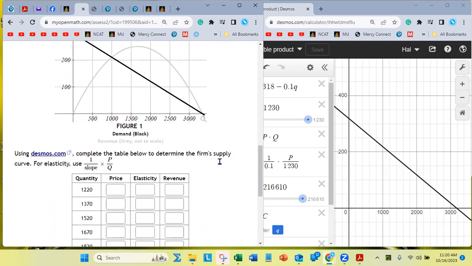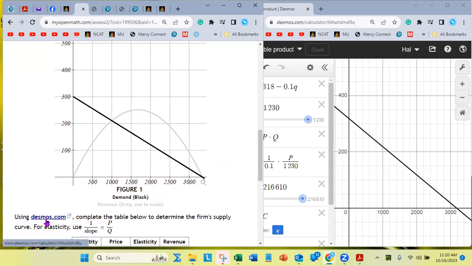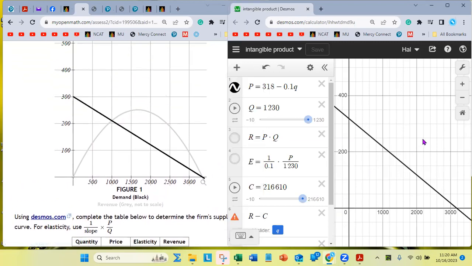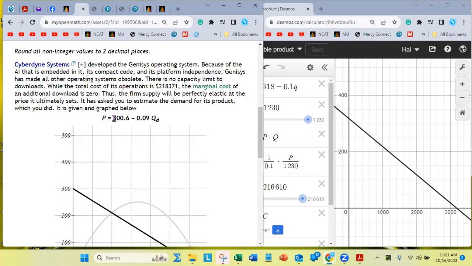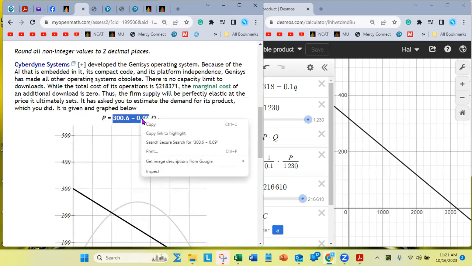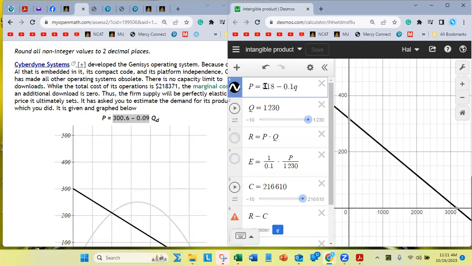Okay, so we're going to use, if you click on this decimals.com link, you're going to get a worksheet over here like this, right? So the first thing we have to do is we have to make sure that our demand curve matches up, right? So I'm going to copy the numbers with a minus sign in between and paste it over here.